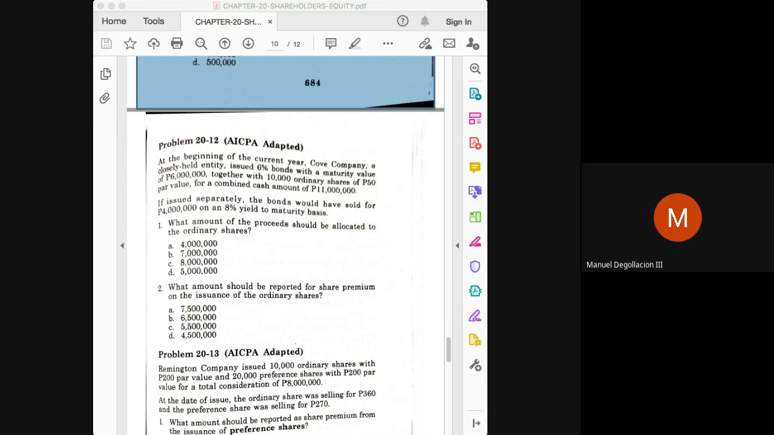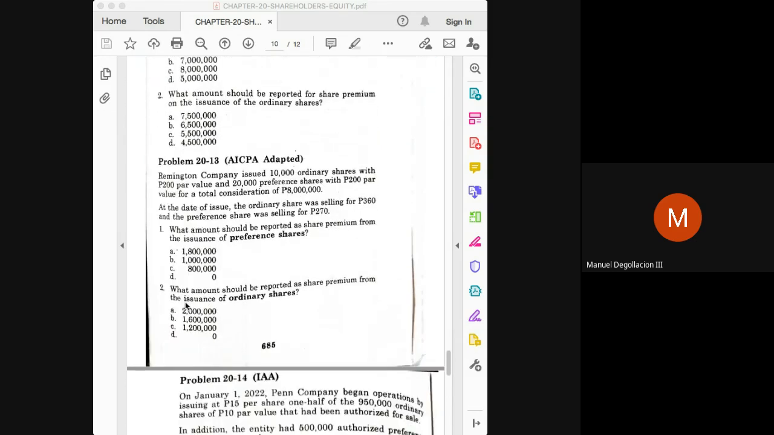That's 7 million minus the par value of the 10,000 shares issued in this transaction. A very important theory to remember: if you are given a basket price for a debt instrument and equity instrument, the fair value of the debt instrument would be fully allocated, and it is just the excess that would be allocated to the equity instrument.